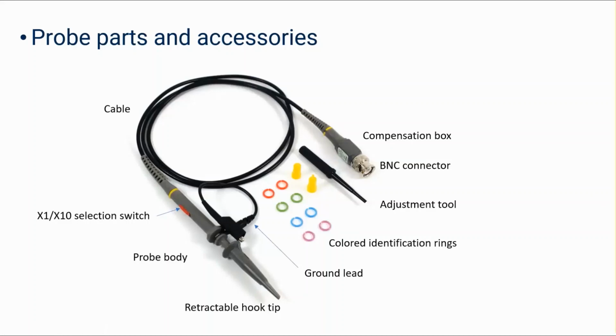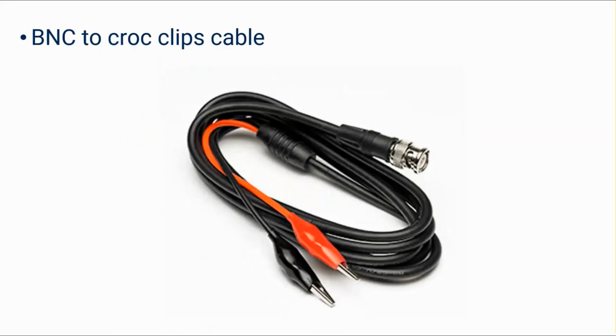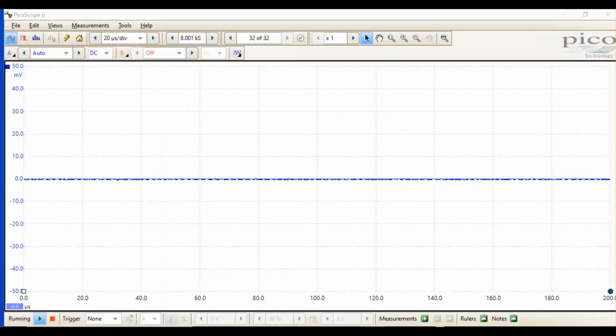So let's start with the probe compensation procedure. For this, I'm going to be using a BNC to croc clips cable connected to the signal generator for an easy connection for the probes. The signal generator output is labeled AWG, which stands for Arbitrary Waveform Generator. We'll look more at this feature shortly. So first, connect a probe from channel A to the AWG, making sure to also connect the ground lead. The probe should be set to ×1.